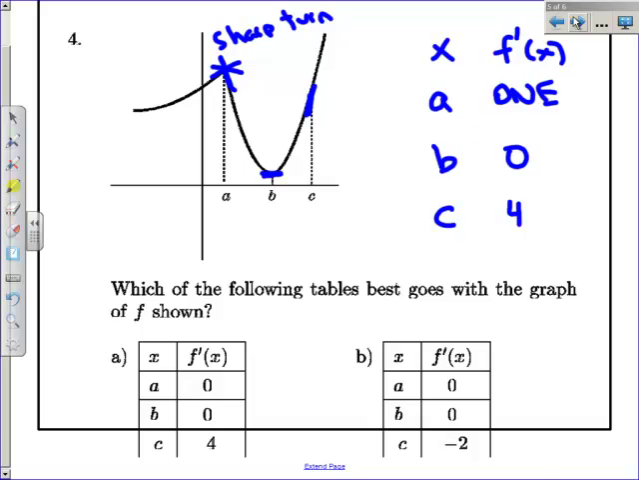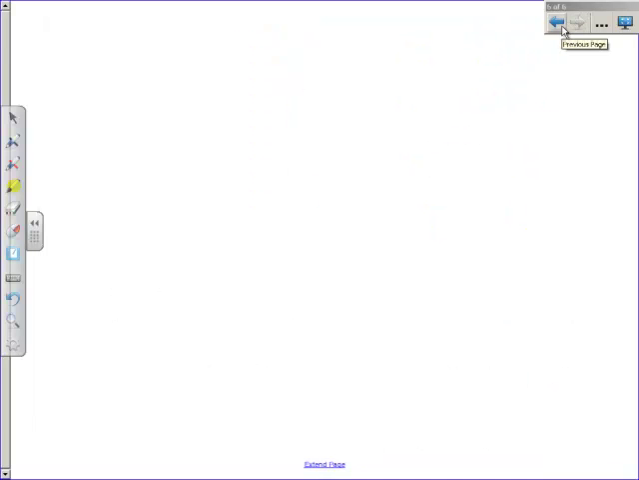All right, so that's it. Tomorrow in class, you're going to be approximating instantaneous rates of change, and I will see you guys then.